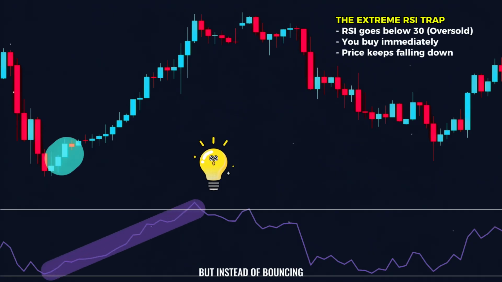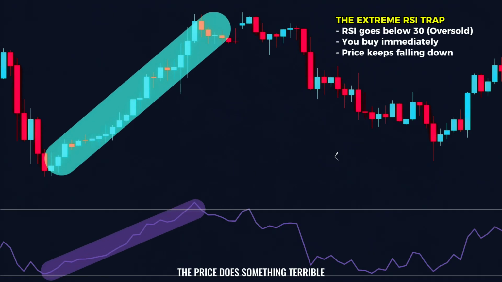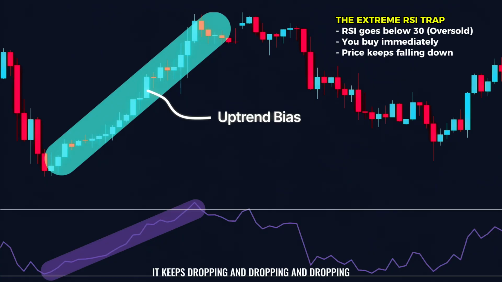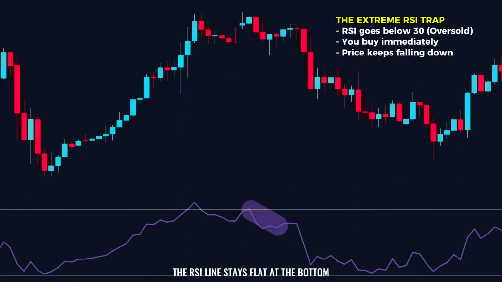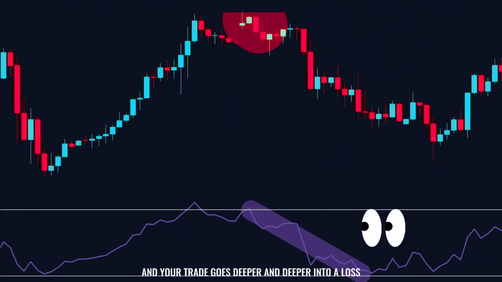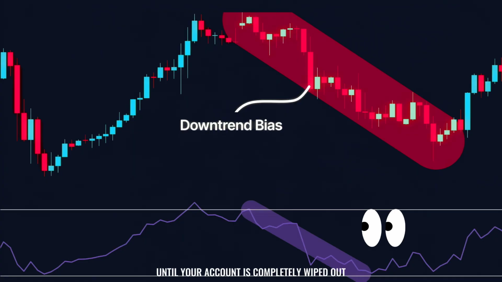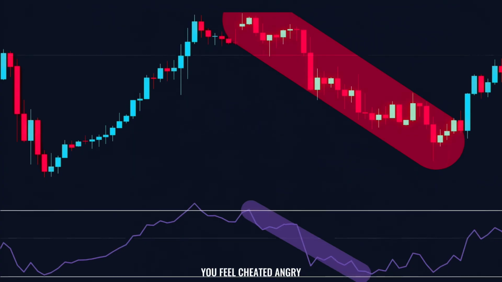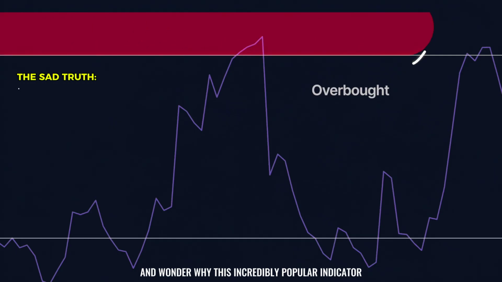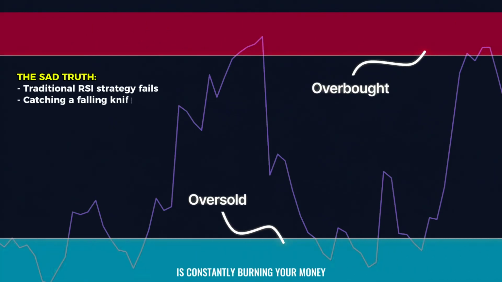But instead of bouncing, the price does something terrible. It keeps dropping and dropping and dropping. The RSI line stays flat at the bottom, and your trade goes deeper and deeper into a loss until your account is completely wiped out. You feel cheated, angry, and wonder why this incredibly popular indicator is constantly burning your money.